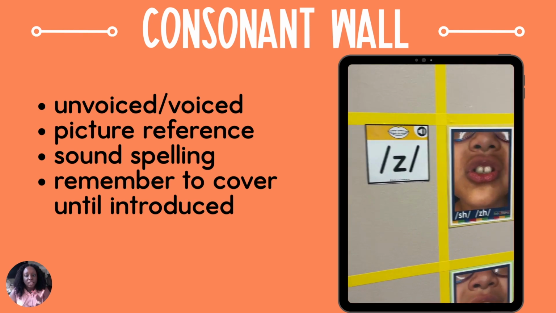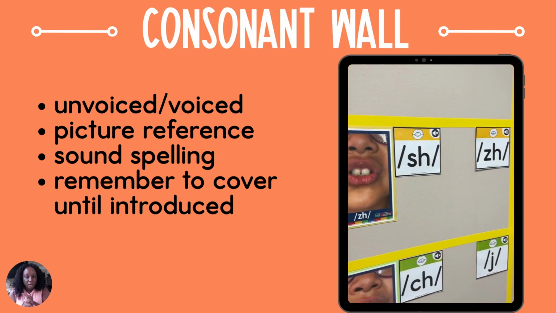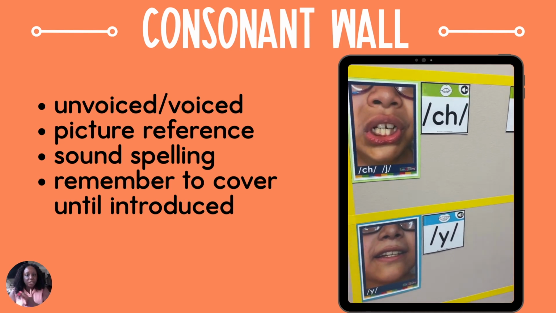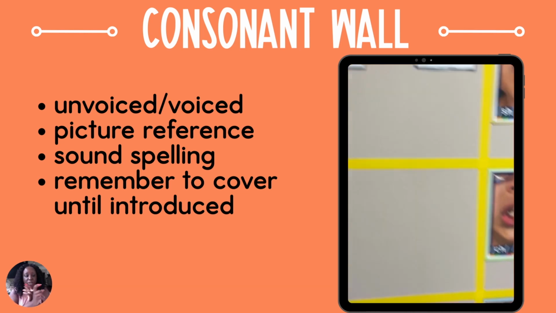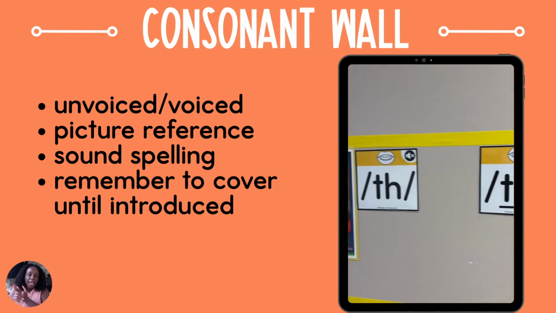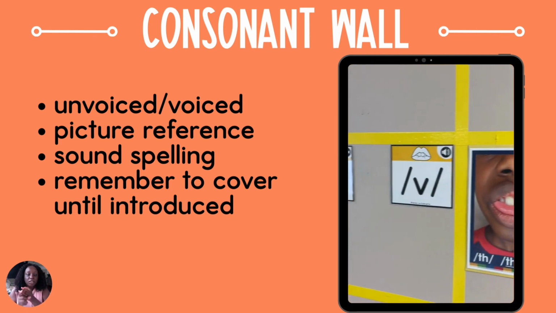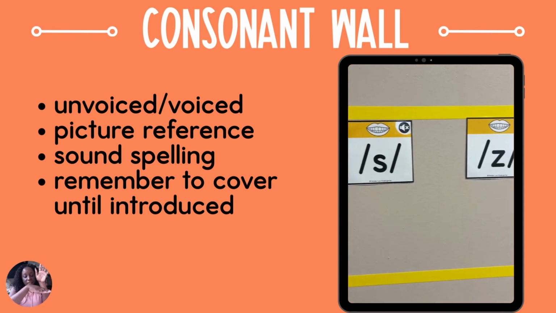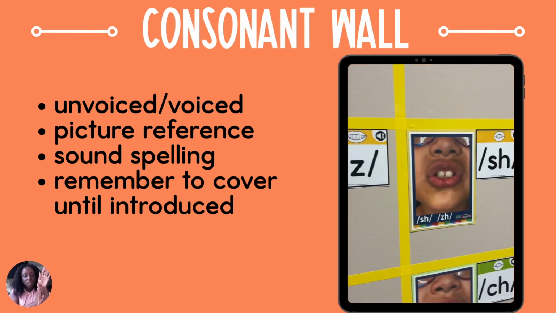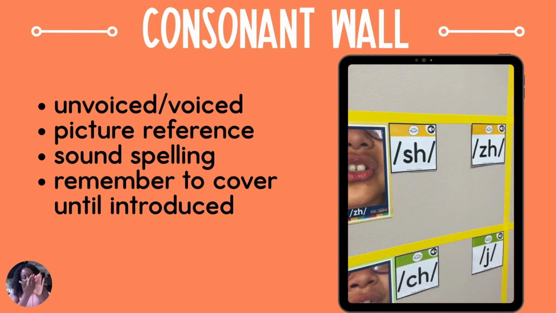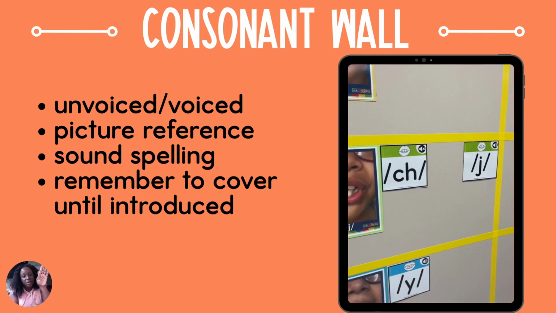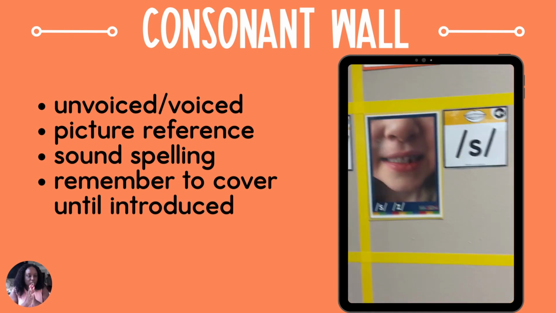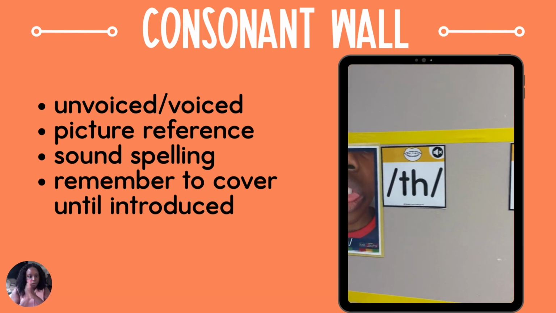When you are putting up your consonant wall, you want to make sure that you put the unvoiced sound first and then you put the voiced sound. Some teachers like to put the picture card on the top and then the sounds on the bottom. You still want to make sure that you have the mouth picture card, and then you have the unvoiced and voiced sound. You want to always make sure you represent the unvoiced before the voiced.